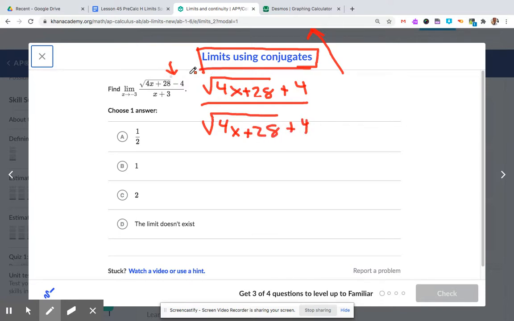So this distributes, and it's like a difference of squares. That's the key for the limits by conjugates, it's a difference of squares idea. You could multiply this out if you wanted to. It's all of this times all of this. You'd have to FOIL it or use the generic rectangle, however you would do it. The bottom, you don't multiply out. You're trying to cancel the x plus 3.